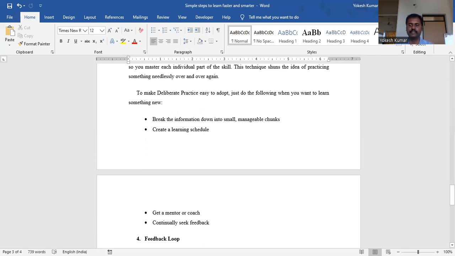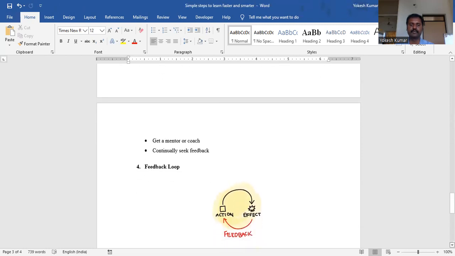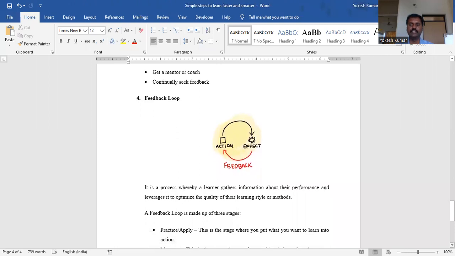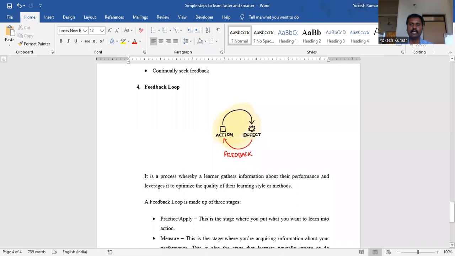Then the fourth thing is the feedback loop. Anything you are doing, you have to get feedback. Since we are all involved in teaching and learning activity, we are delivering a lot of contents, and the students are observing the contents. So you have to give feedback to the students and you have to ask for feedback from the students. Feedback is a process whereby the learner gathers information about their performance and leverages it to optimize the quality of their learning style and methods.